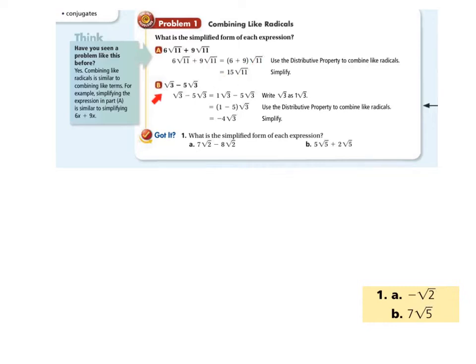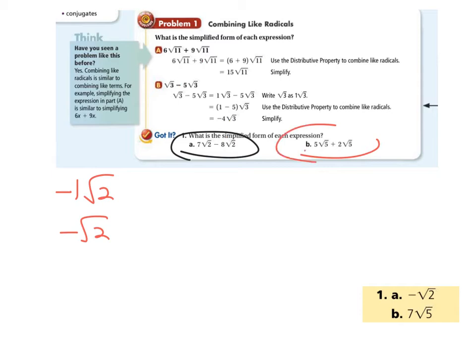Likewise, you can subtract. Remember, there's a secret 1 out in front here, so it's 1 square root of 3 minus 5 square roots of 3. That's technically negative 4 square roots of 3. Again, treating it like it's a variable. So if we take a look at A, I have 7 square roots of 2 minus 8 square roots of 2. That's negative 1 square root of 2, or just negative square root of 2 if you prefer.